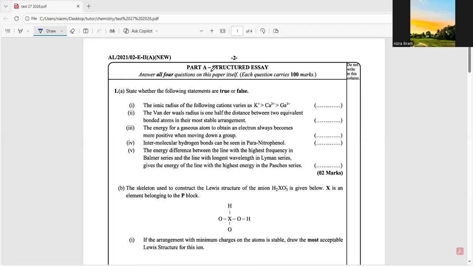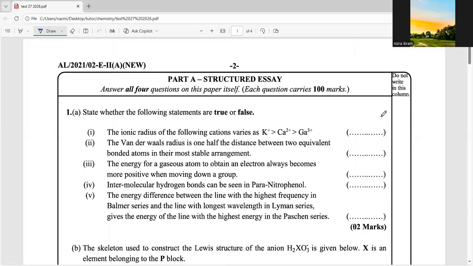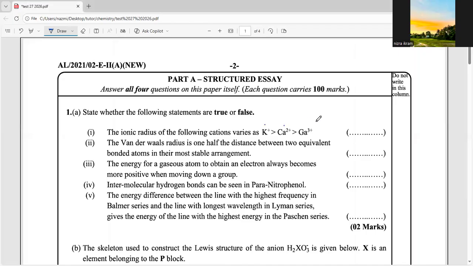State whether the following statements are true or false. The ionic radius of the following cation varies as K plus greater than calcium 2 plus, that is greater than gallium 3 plus. Now, potassium plus and calcium 2 plus are isoelectronic species. Therefore, the one with less charge will have greater radius because it has removed only one electron. And then gallium 3 plus is down the group, in the lowest part of the periodic table. So anyway, it will obviously be smaller than K plus and calcium 2 plus. So that is true.